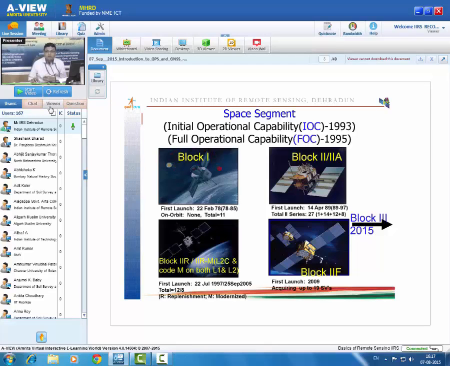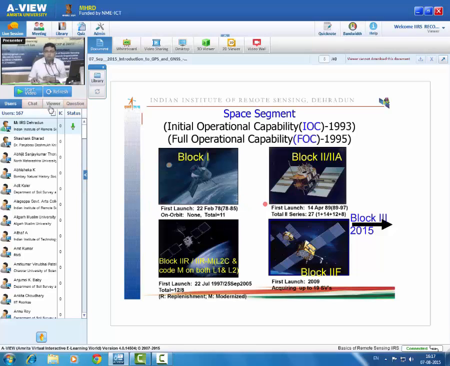So block 1 consisted of a total of 11 satellites, the first being launched on 22nd February 1978, and these launches went from 1978 to 1985. All the satellites of block 1, what we can call the generation 1 GPS satellites, have completed their life.